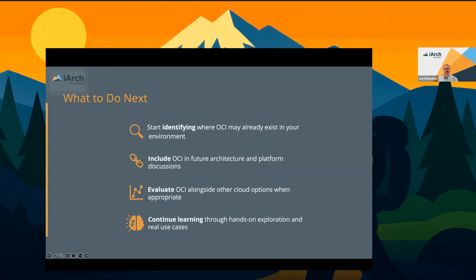What should you actually do with what we've covered today? Start by identifying where OCI may already exist within your environment. Again, in many cases, it's already there someplace, just not showing up. So you haven't been thinking about it. This is the first step. Just become aware of it.